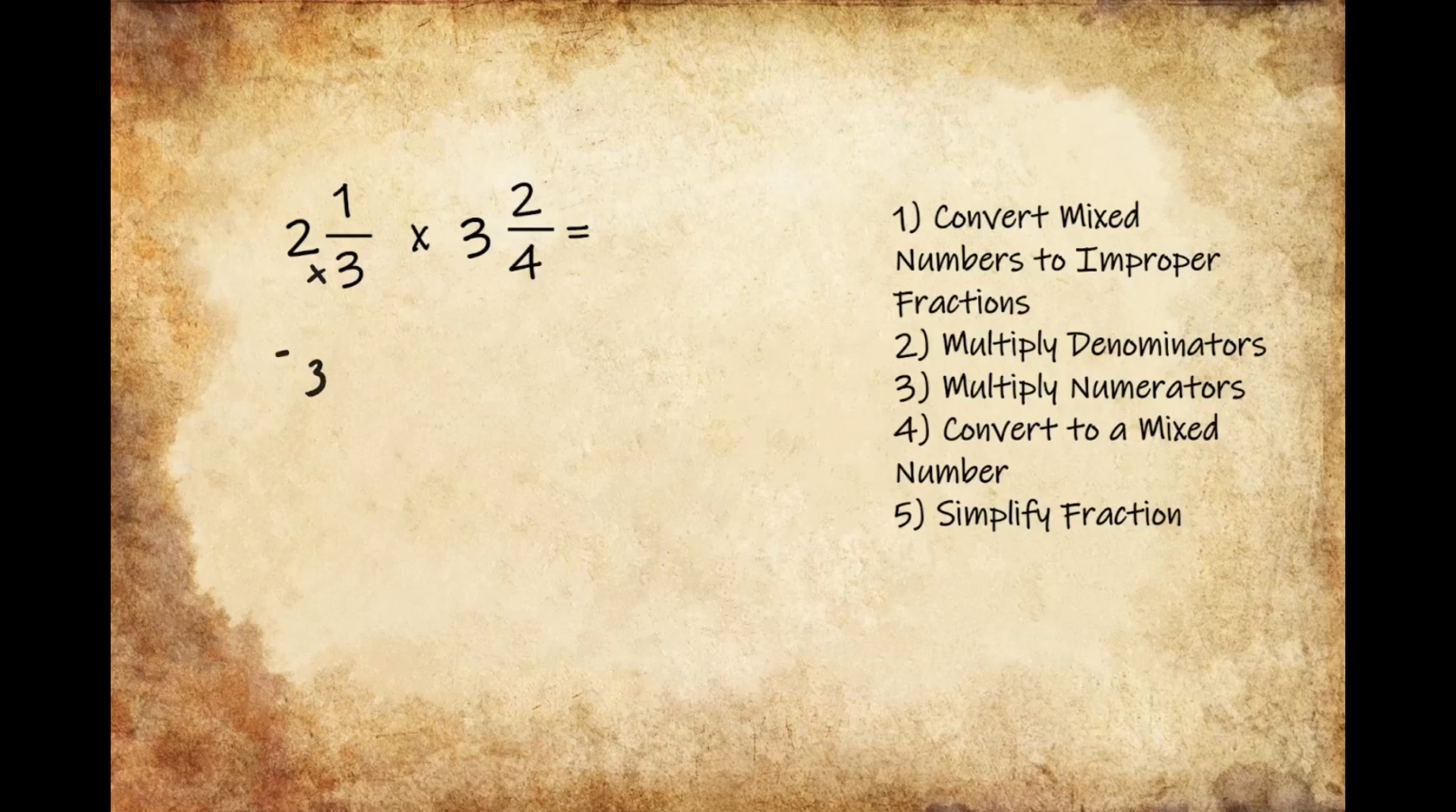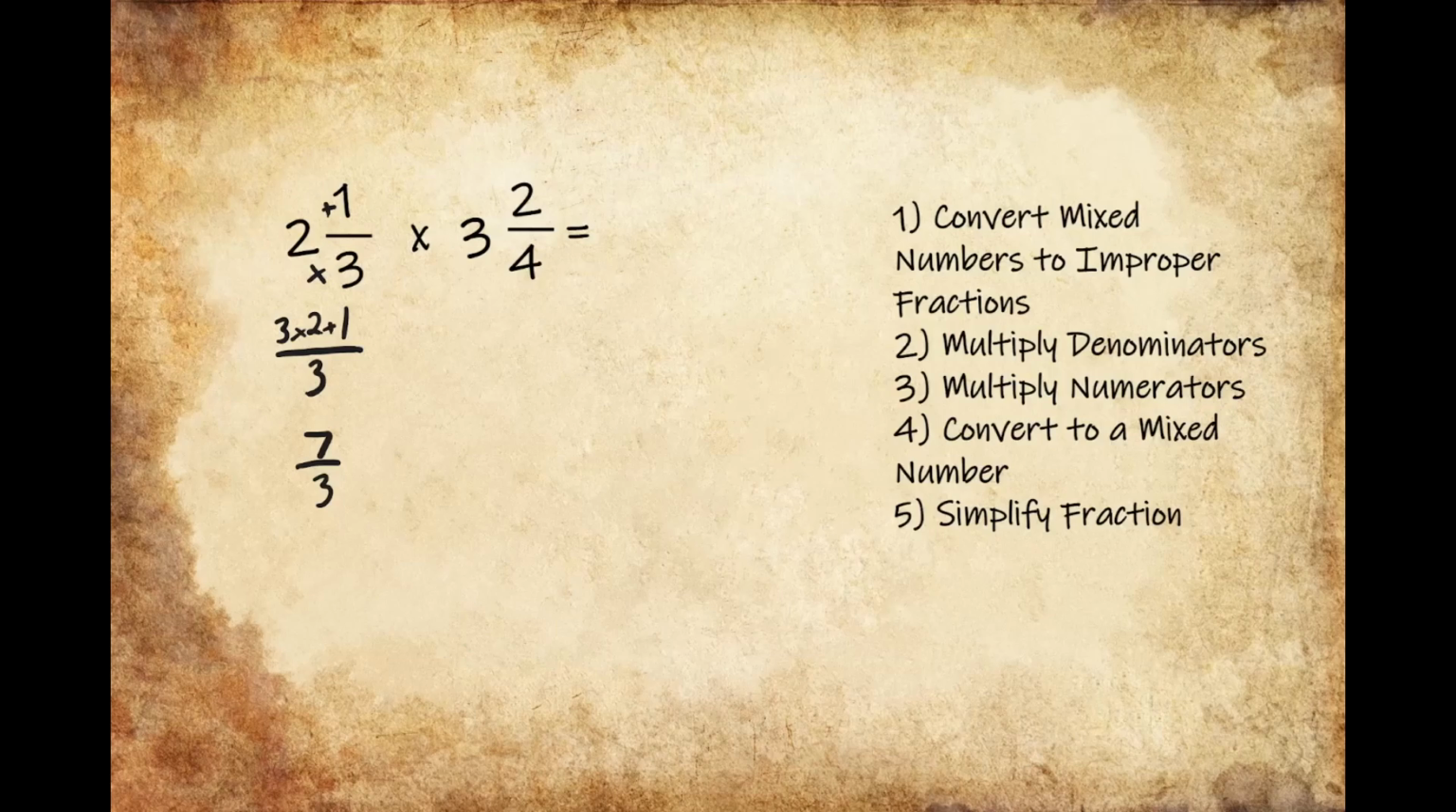So the denominator hasn't changed. It still has a value of 3, but we're going to multiply 3 times 2, and we're going to go ahead and add on the remaining one part here. So 3 times 2 gives us 6, plus 1 gives us 7. So we now have 7/3, and 7/3 is equivalent to 2 1/3.